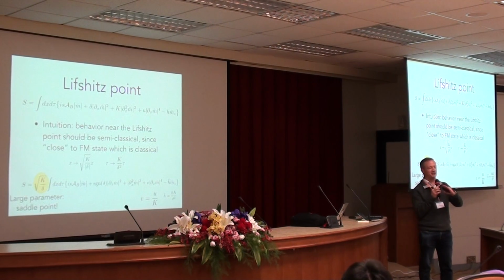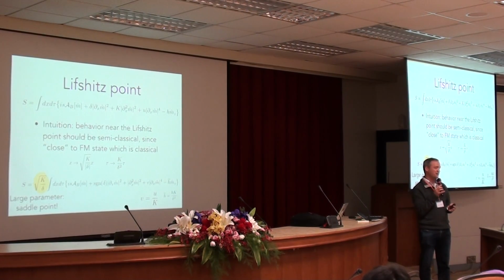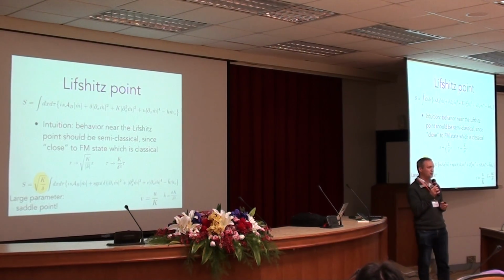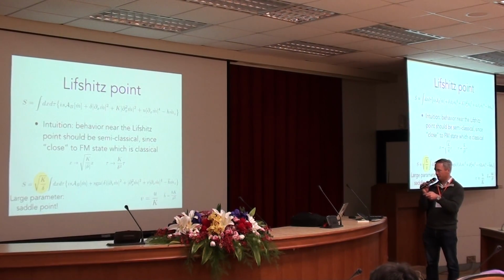Is that the magnetization itself wants to be almost uniform. And it should be very close to the ferromagnetic state, which is actually an exact eigenstate. So we can expect actually that the system should become more and more classical as we approach this critical point. So how can we see that? Well, actually it's very simple.